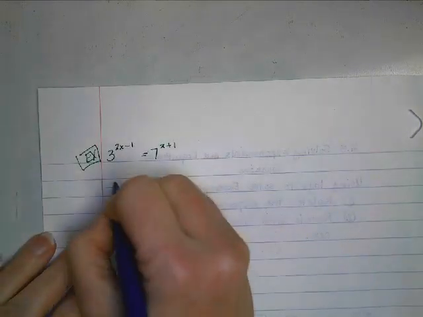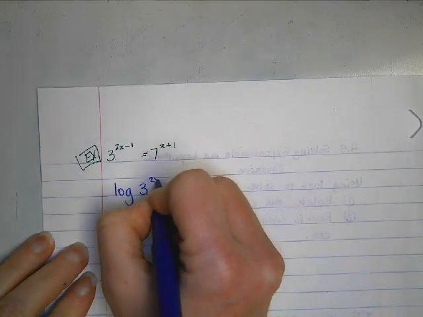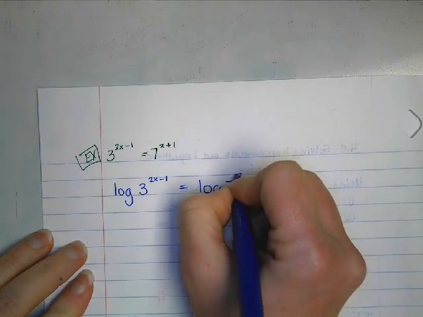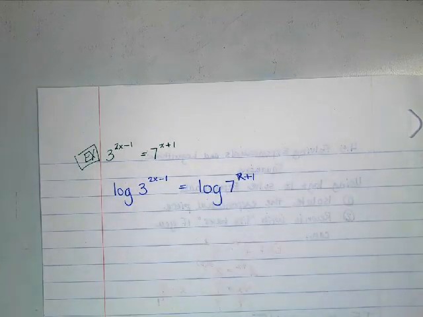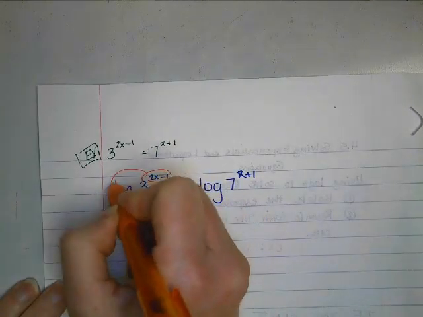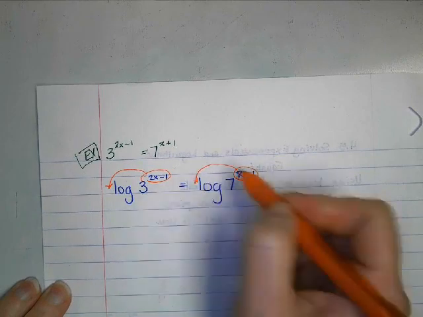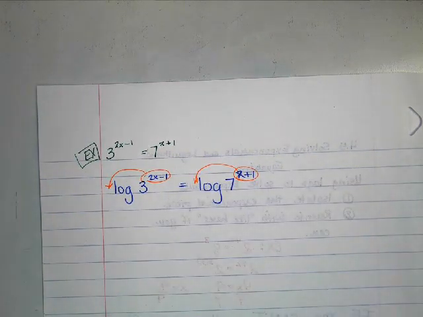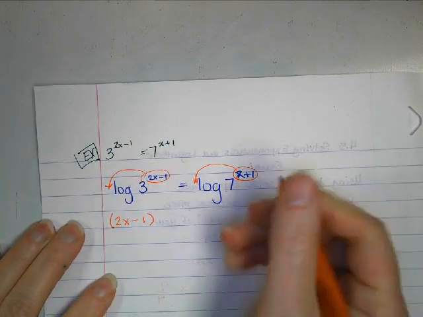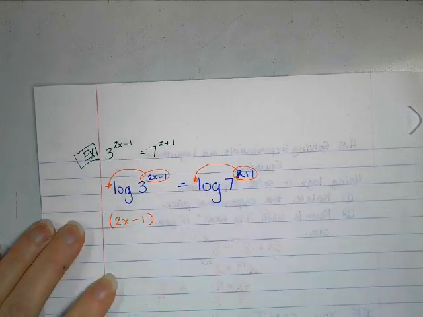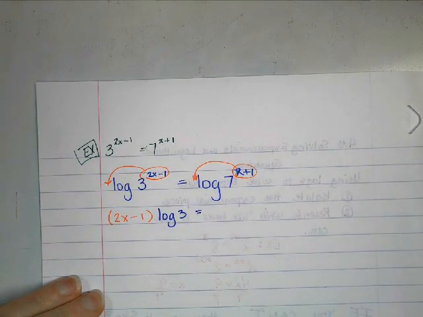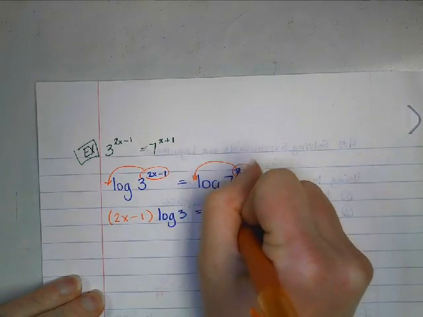So let's see, I'm going to write log 3 to the 2x minus 1 equals log 7 to the x plus 1. The whole point in doing that is to bring these things down to the front. Now, living in the treehouse grouped them together. So just know when you bring them down front that they're still grouped together. So it's x minus 1 in parentheses, log 3, and this is x plus 1 in parentheses, log 7.